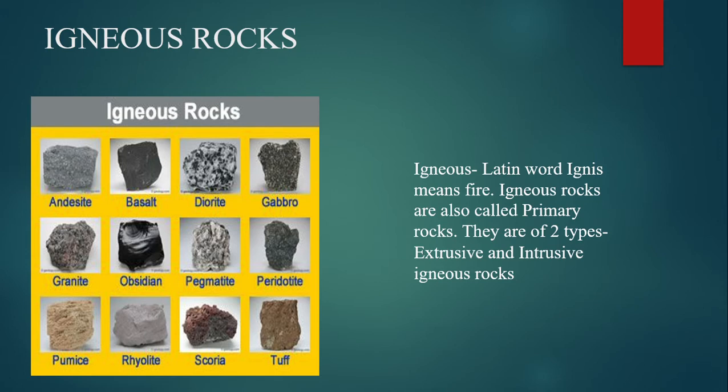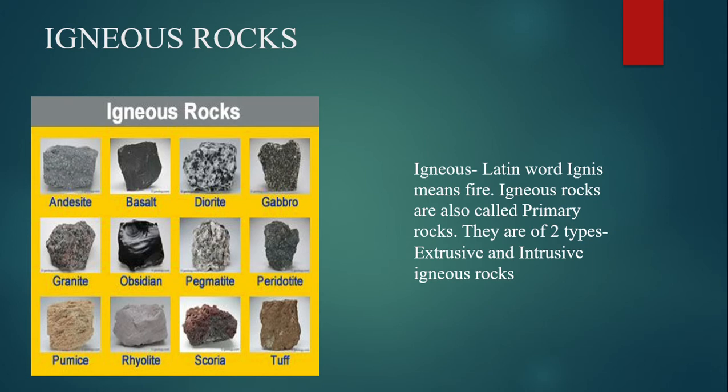Igneous rocks. The word igneous has come from the Latin word ignis, meaning fire. Students, igneous rocks are formed when the molten magma cools and solidifies. Slowly, when the magma cools down, it becomes solid. These igneous rocks are also called primary rocks. Why are they called primary rocks? Because they are directly solidified into rocks from the magma, whatever magma comes out from the volcano.